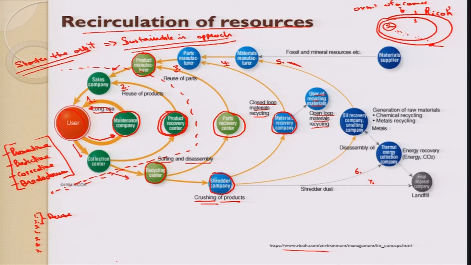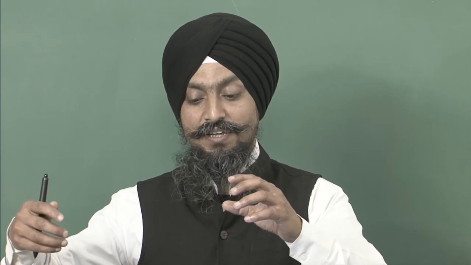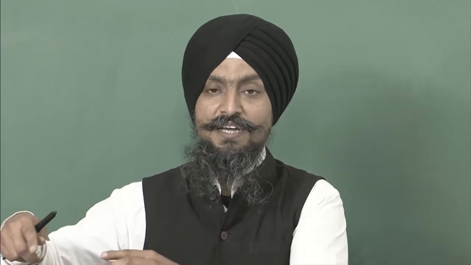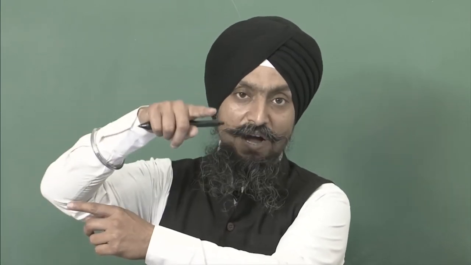So what is closed loop and open loop here? By closed loop, it implies that this specific product, for instance, an automobile component such as a carburetor with aluminium components, is shredded, goes to the shredding company, then the material recovery company, and then again to the part manufacturer and comes back to the user, not the same user, a different user. It goes to the same kind of product again: this car component is coming back to this kind of car again. So this is closed loop.